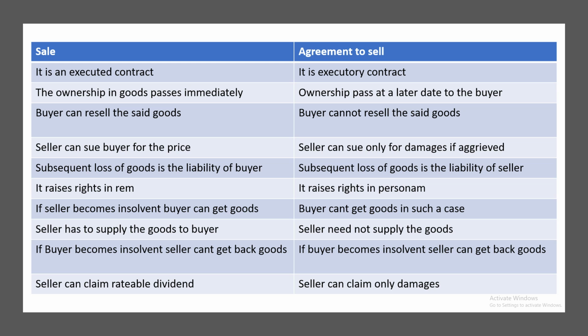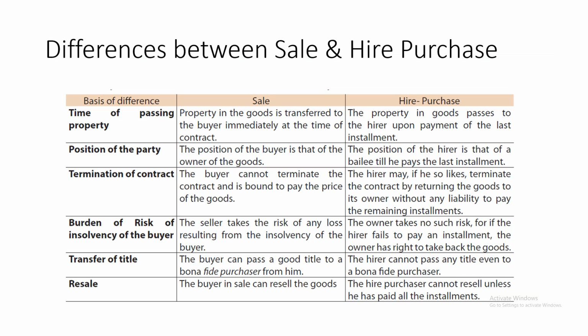The property in goods is transferred to the buyer immediately at the time of contract of sale in case of sale. Whereas in case of hire purchase, the property in goods passes to the hirer upon payment of the last installment. Second one, in case of sale, the position of buyer is that of the owner of the goods, whereas in case of hire purchase, the position of hirer is that of bailee till he pays the last installment.